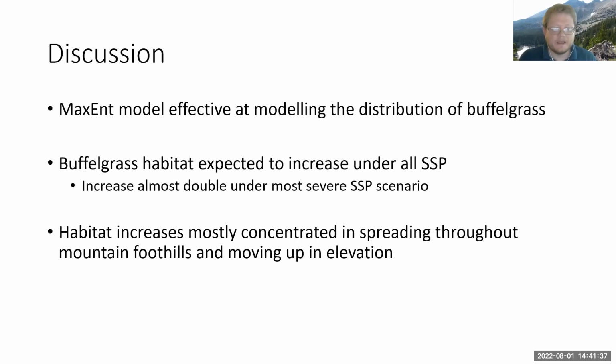The changes in habitat distribution were mostly spread throughout the mountain foothills. Typically, it was moving up in elevation, which fits with what we looked at as far as environmental factors. As those minimum temperatures in the coldest month go up, it's able to increase in elevation and survive in some of these areas that it wasn't able to previously.